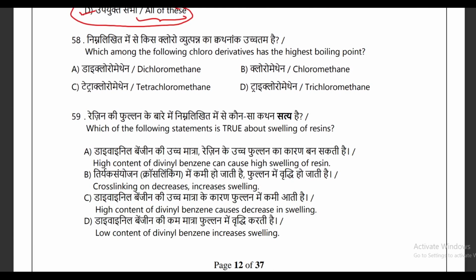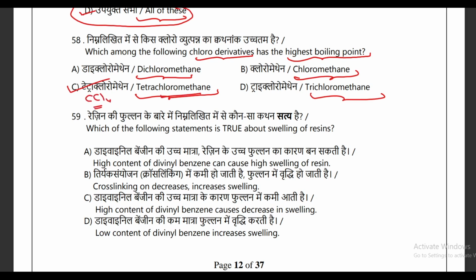In the next question, they are talking about which among the following chloro derivatives has the highest boiling point. One is dichloromethane, trichloromethane, chloromethane, and tetrachloromethane. Among these four options, our correct option is C. So among the given chloro derivatives, carbon tetrachloride, which is tetrachloromethane, CCl4, has the highest boiling point.